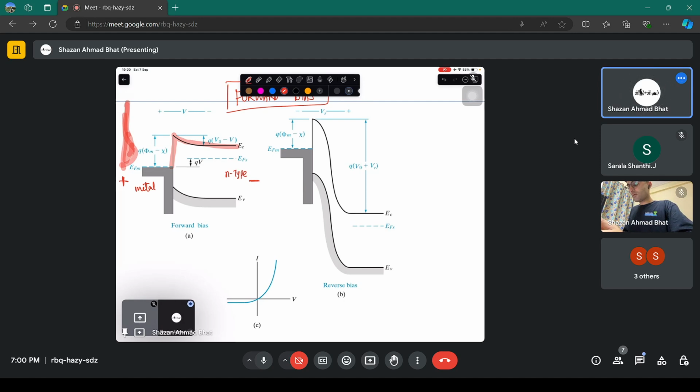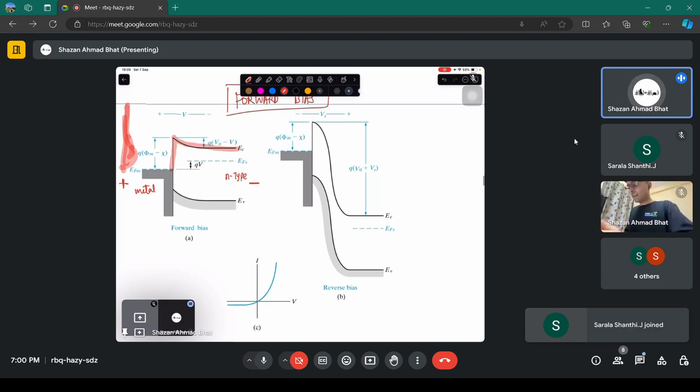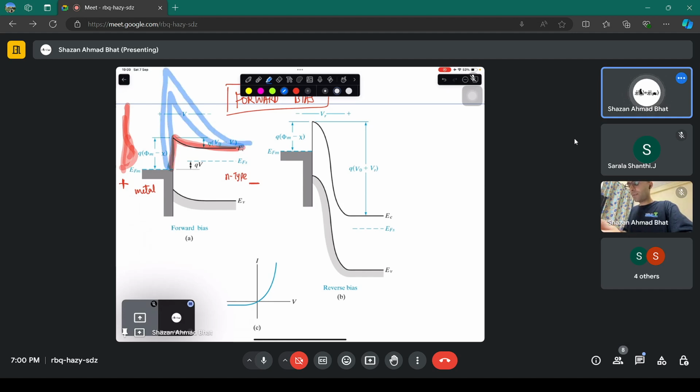Okay, but the concept is going to remain the same. It doesn't matter, because anyway you are going to play with this particular barrier. You apply the forward bias, this barrier looks like this. You apply the reverse bias, this barrier increases. You increase the reverse bias, this barrier increases more, and you don't have any electrons going in.